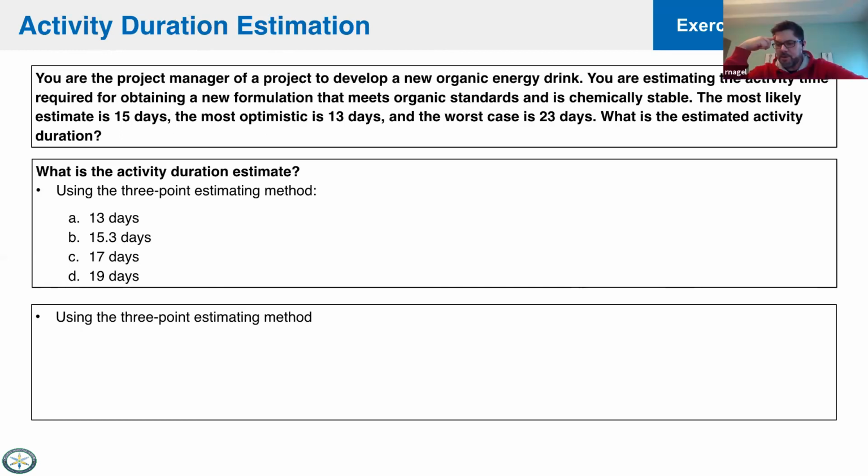I'd add the 3 and divide by 3. Pretty much. All right. Now there's another way that they may give you the same question. This could be question 17, and then question 117 will say at the end, instead of saying what is the estimated activity duration, it'll say using beta or using PERT, what is the estimated activity duration? Then we just multiply the 15 by 4 and add 13 and 23 and divide by 6. Perfect. Yep.